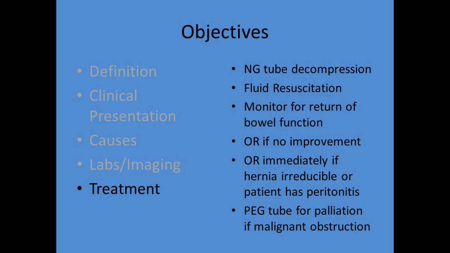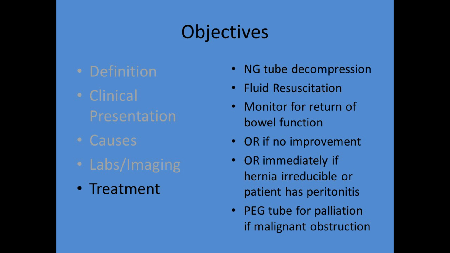So to summarize the treatment options, you can pursue NG tube decompression first, as well as fluid resuscitation. Continue to monitor the patient for return of bowel function and for improvement in abdominal pain, if present. Be ready to proceed to the operating room if the patients don't improve within a few days, or be ready to proceed immediately if patients have an irreducible hernia or peritonitis.